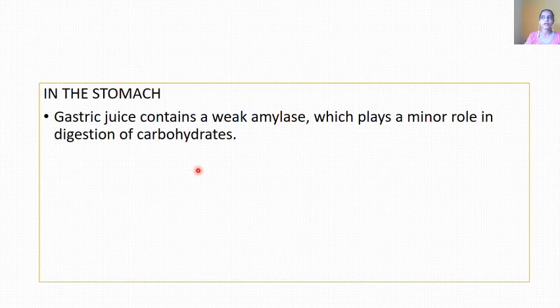Okay, now that food, when you swallow it by a process called deglutition, will pass from the mouth to the stomach through the esophagus by a process called peristaltic movement. Okay, and peristaltic movement also adds some mechanical digestion. But the stomach doesn't contain enzymes for the digestion of carbohydrate, so there is no digestion of carbohydrate in the stomach.